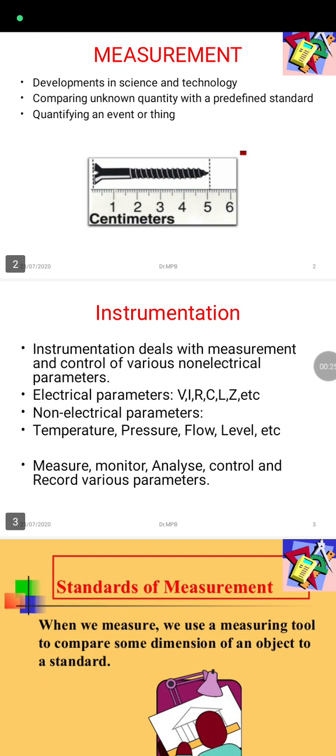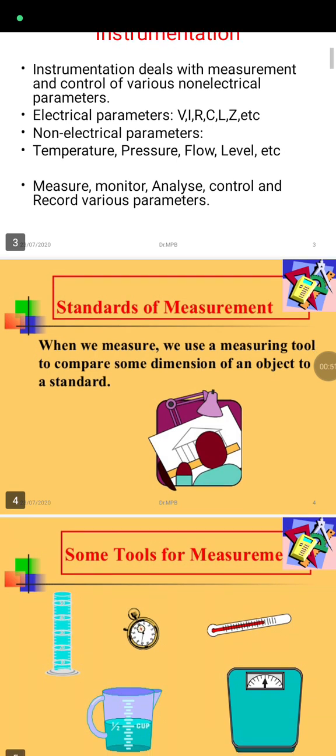What is instrumentation? Instrumentation deals with the measurement and control of various non-electrical parameters. The electrical parameters are voltage, current, resistor, capacitor, inductor, impedance, etc. Non-electrical parameters are temperature, pressure, flow, level, etc. Measure, monitor, analyze, control and record various parameters.